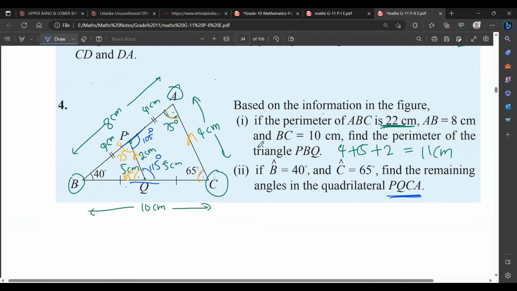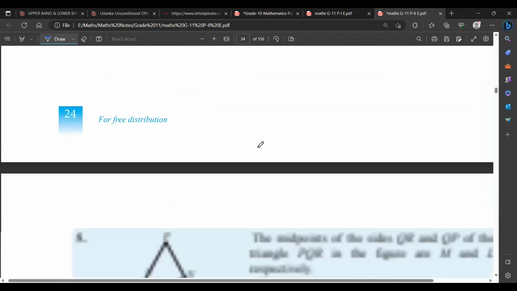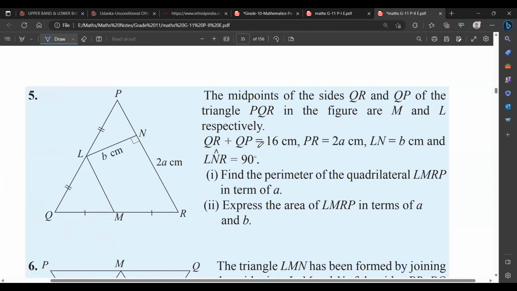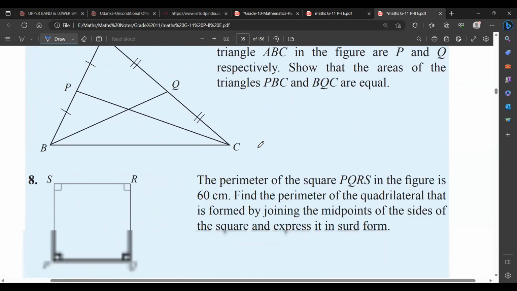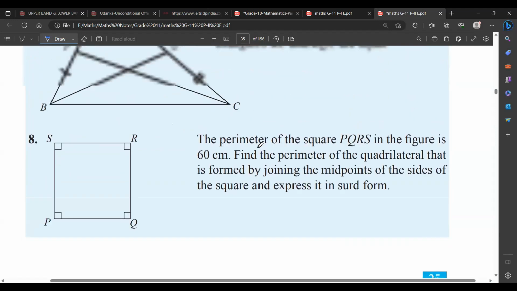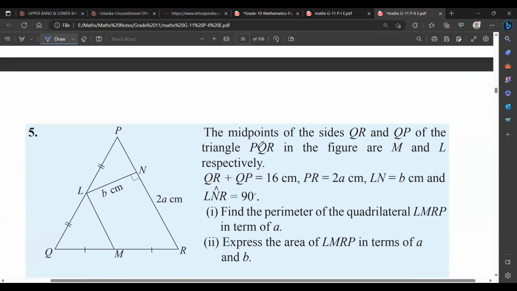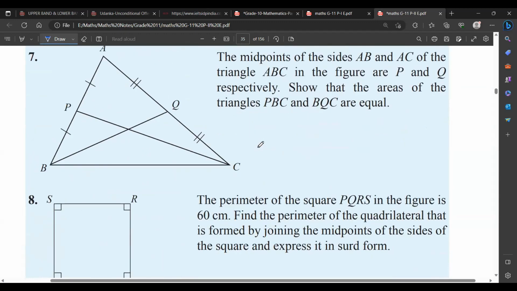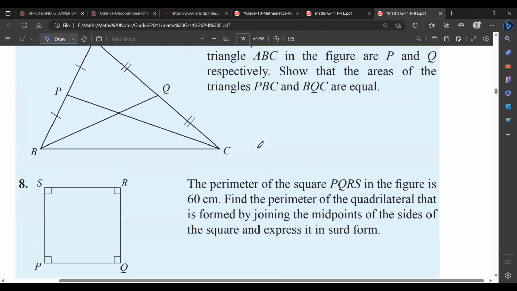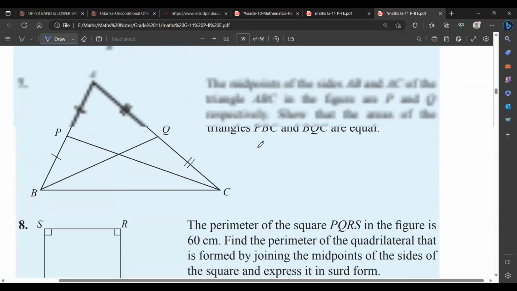Okay, use the basics. Okay, next one you can do. Can you do? Okay, I will do the last one. You can do 6th one, 5, 6, and 7. I do the last one.